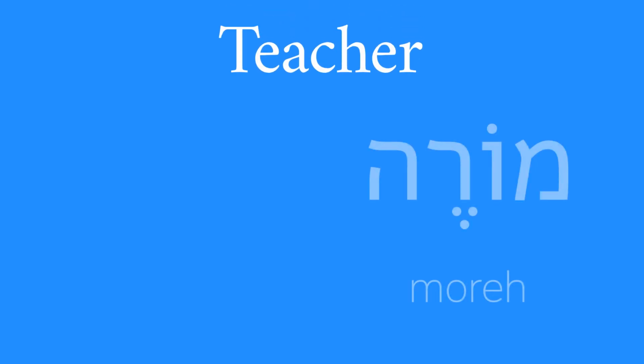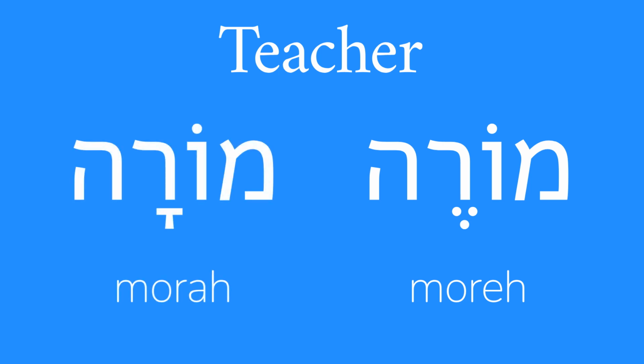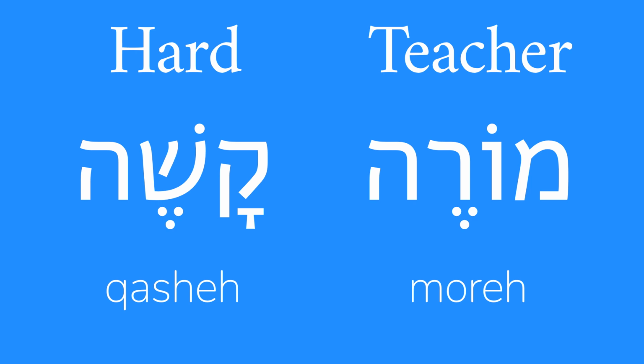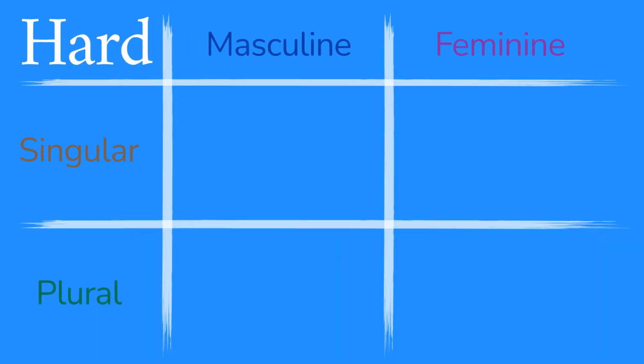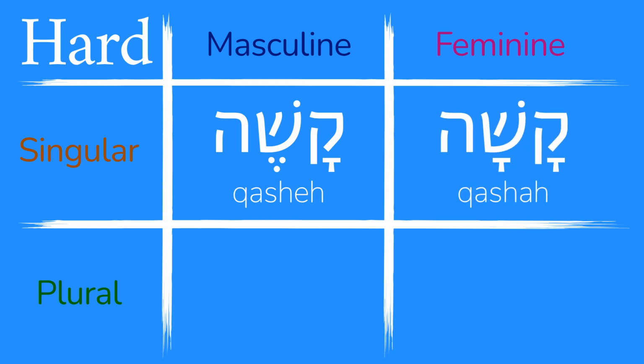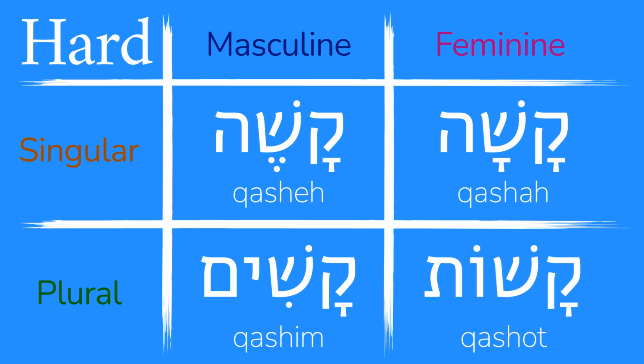Let's pluralize the word teacher, which is more if the teacher is a man, and mora if the teacher is a woman. More has similar forms to the adjective kashe, which means hard. The masculine singular form of kashe is just kashe with an e ending. The feminine singular form of kashe is kasha with an a ending. The masculine plural form is kashim with an im ending. And the feminine plural form is kashot with an ot ending.